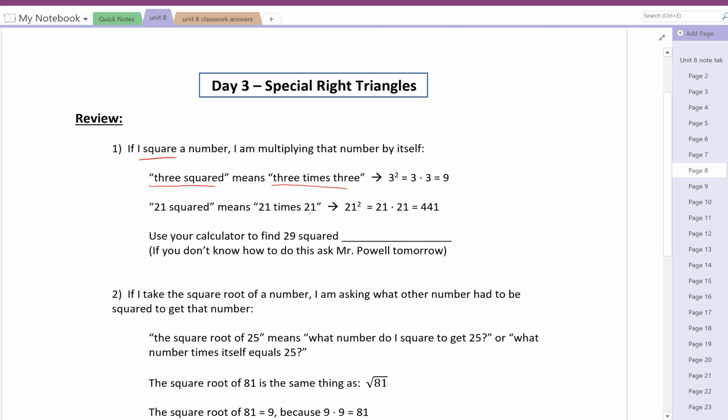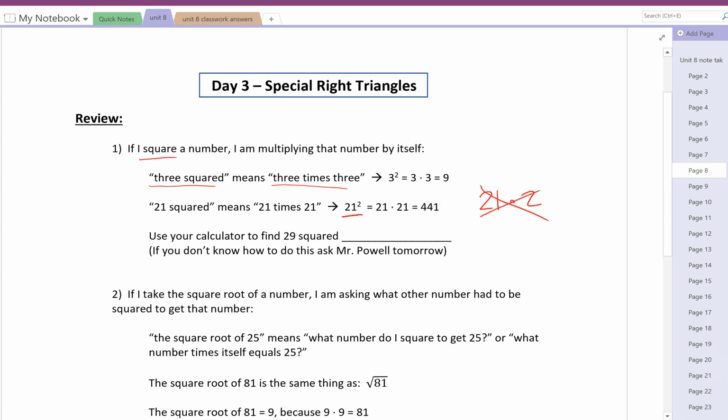Same thing with 21. If I say 21 squared, what I'm saying is 21 times 21. A mistake some people make is they see 21 with that little 2 up there, and they think it means 21 times 2, but that is not what it's saying. It's saying take 21 to the second power, which means 21 times 21, and that's going to equal 441.